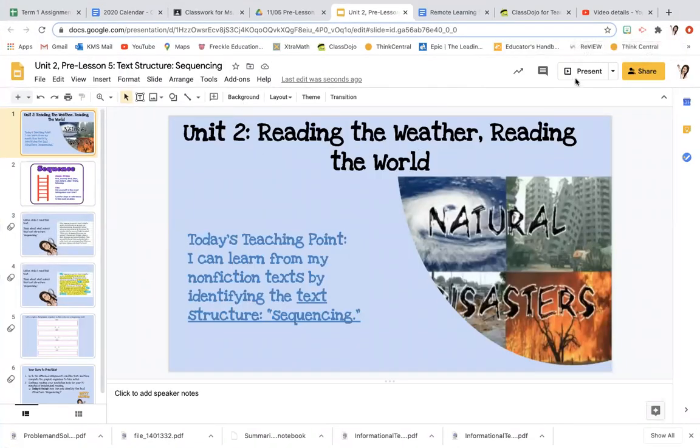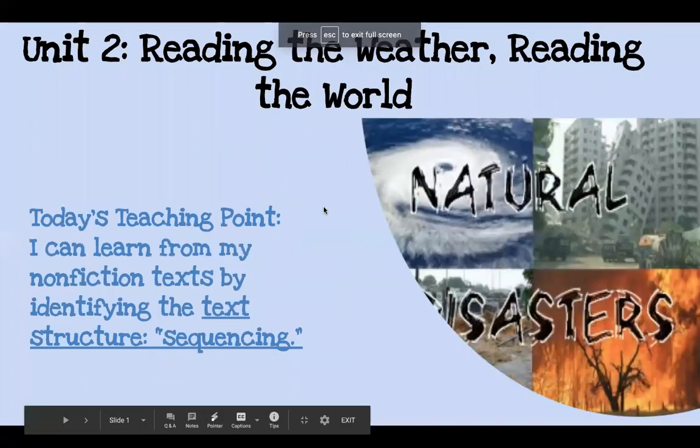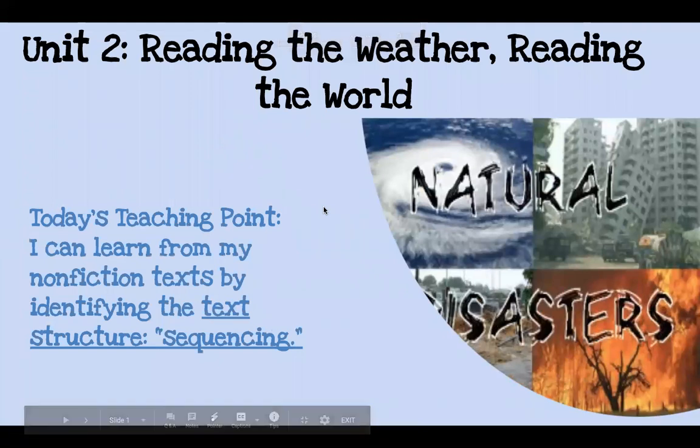All right, so as you guys know, we've been doing our unit of study of nonfiction, reading the weather, reading the world. And today's focus is learning about the structure of sequencing. So our teaching point is, I can learn from my nonfiction text by identifying the text structure sequencing. So why might an author write a sequencing text? Chronological order is another word for it, or order of events, things like that. Why would someone want to write a text structure like that?